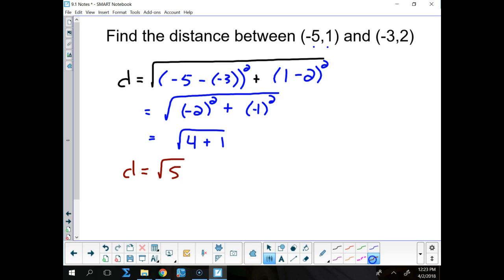square root of 5. Now, I will tell you this, that it is nice to leave it in reduced radical form. Why? It's an E word. It's exact. Okay? So the distance between those two points is the square root of 5 units long. Questions on that? We'll get into that more in a minute.